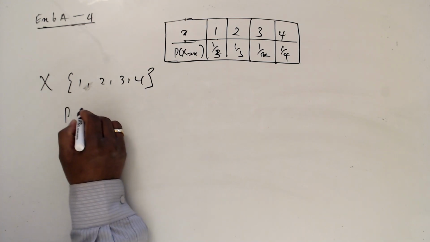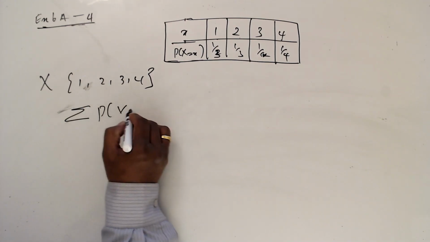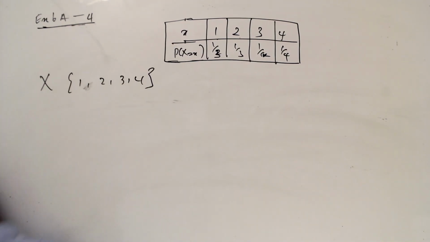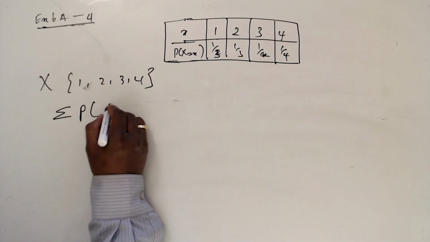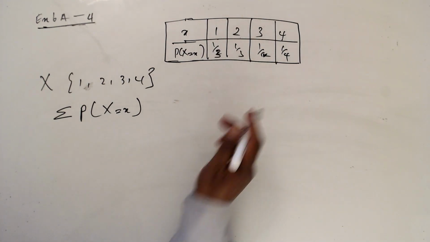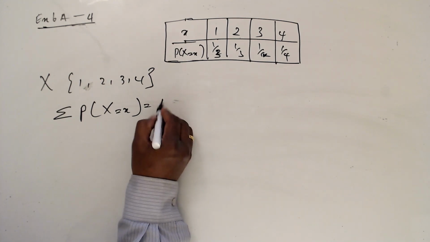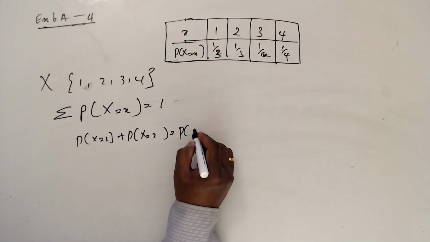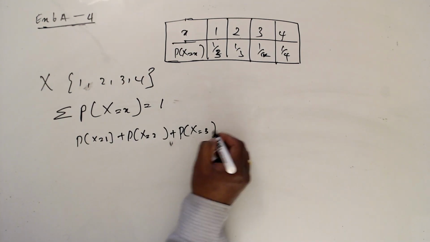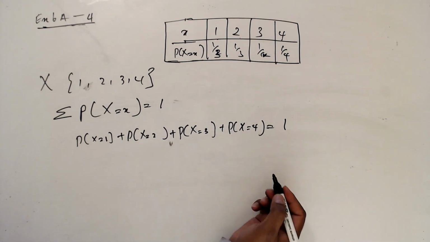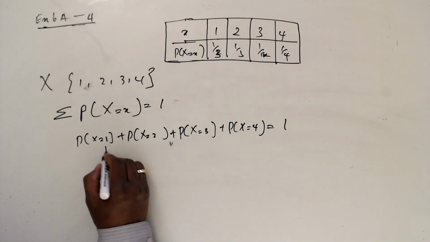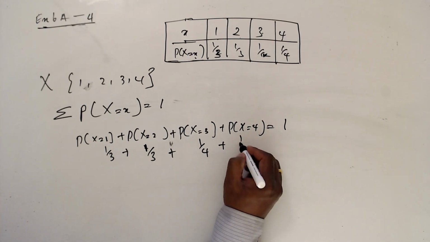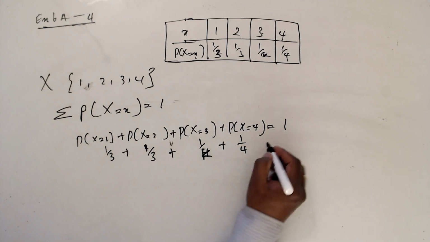We know the total probability, the summation of probability X equal x, is 1. It means probability of X equal 1 plus probability of X equal 2 plus probability of X equal 3 plus probability of X equal 4 is 1. Probability of X equal 1 is 1 over 3, plus 2, again 1 over 3, and when x value is 3, 1 over k, plus 1 over 4 is 1.